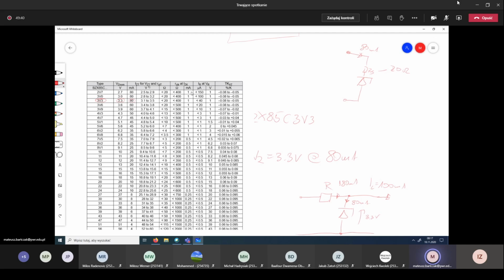But when we have a small current, like 1 milliamp, instead of the 80 milliamps, then this resistance is equal, as you can see, to 400 ohms.